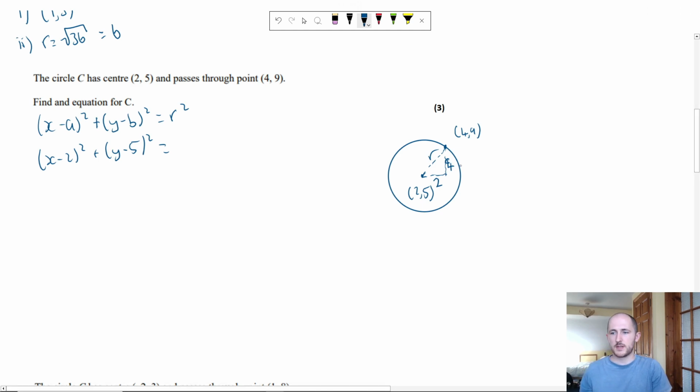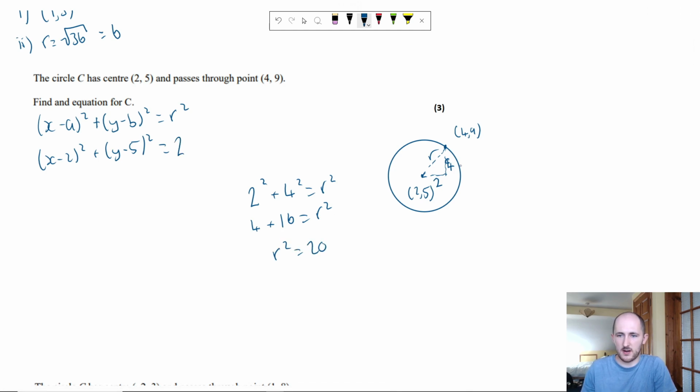Okay. So, in other words, a squared plus b squared equals c squared. That means 2 squared plus 4 squared equals r squared. So that's 4 plus 16 equals r squared. So that means r squared is equal to 20. So that means that is our answer. We don't need to square root it because we want r squared, we don't want r. That's a pretty quick question.